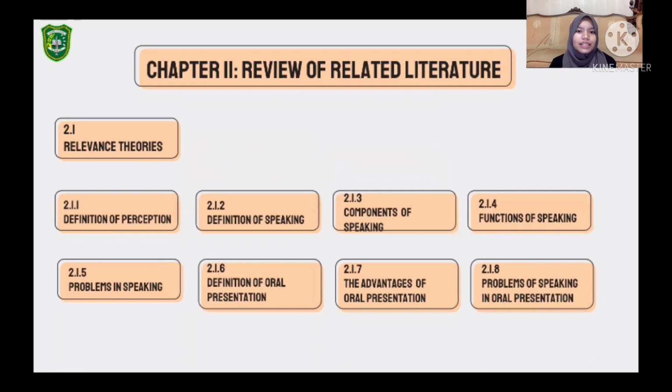Topics for presentations are normally planned early in the semester. Students may be able to select the topics or may be assigned one.